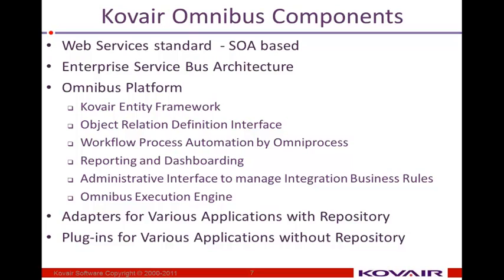Now, here is another very important point: how Kovair Omnibus is different from many other integration technologies. You see that in Kovair Omnibus, we have these adapters for different applications. But these adapters are actually a very thin layer around the data model of each of these applications. You need to create all these business rules, all these processes to show how the data will move from one object in one application to another application. That is not part of the adapter. That is not hard-coded in the adapter. So those are actually managed by the administrative interface. And finally, we have the Omnibus execution engine, which of course runs everything.